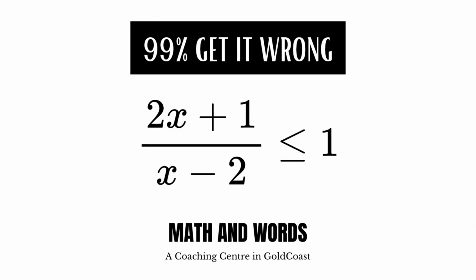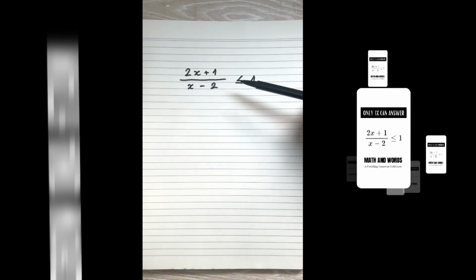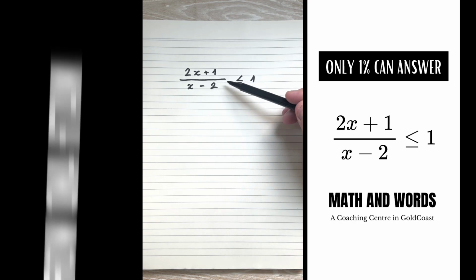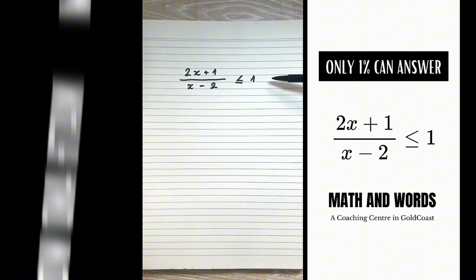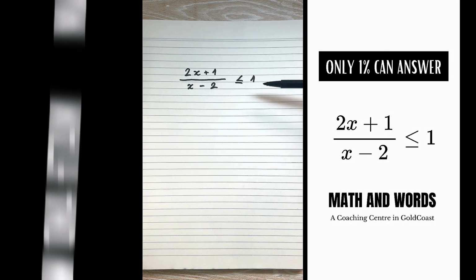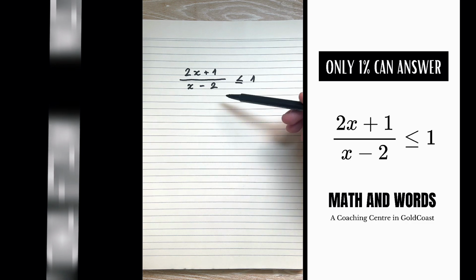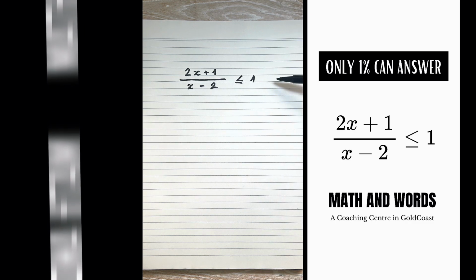They think it's easy, but 99% got it wrong. Let's find out why. So we got the problem right here. There is an x in the denominator. We cannot times x minus 2 to the right hand side because we don't know whether x minus 2 is a positive number or a negative number.